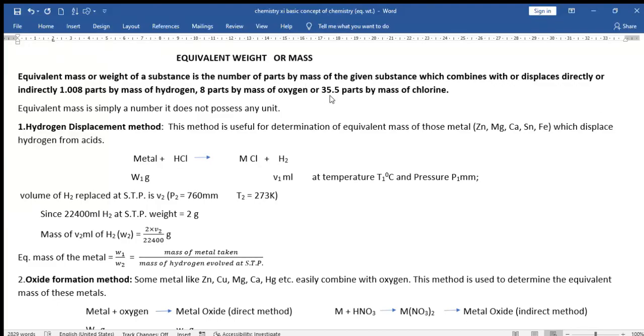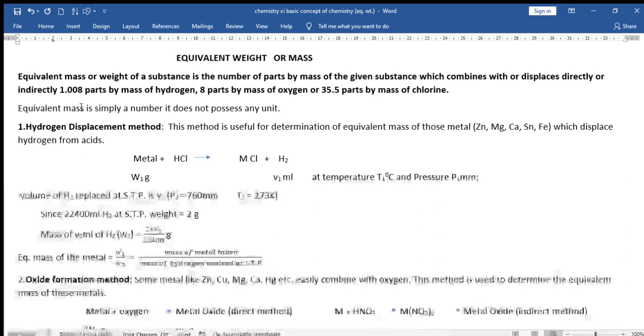Hello children. Today your topic is equivalent weight or mass. It is the new topic, so please get ready with your notepad and pen. Now, what is equivalent mass?